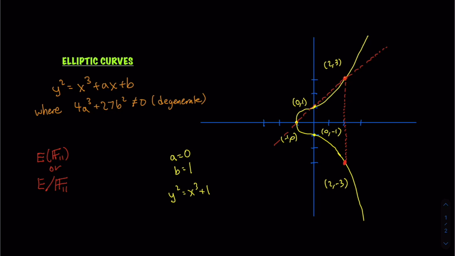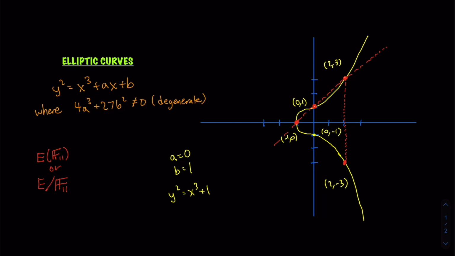For example, let's draw a line through (-1, 0) and (0, 1), since we know those two are valid points. And if we draw this straight line, we see that it intersects the curve at (2, 3). So I have another valid point, (2, 3). And if I flip that over the x-axis, I get (2, -3), which is another valid point. You can go ahead and verify this for yourself. Now that's one way to find valid points.